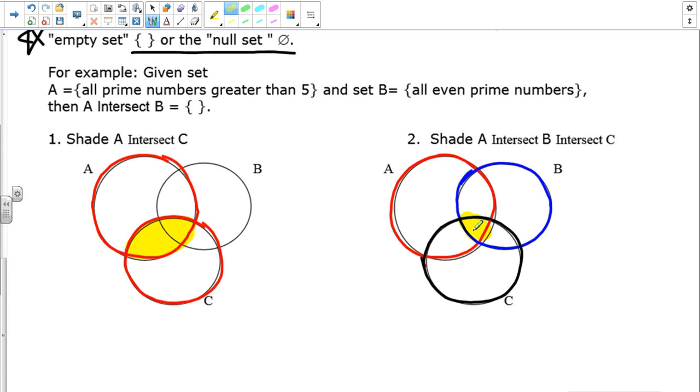So when I have 3 sets intersecting, I now have a triangular region where they intersect. So this first one is where they're both in A and B, and number 2, all the elements that are in A and B and C all at the same time.